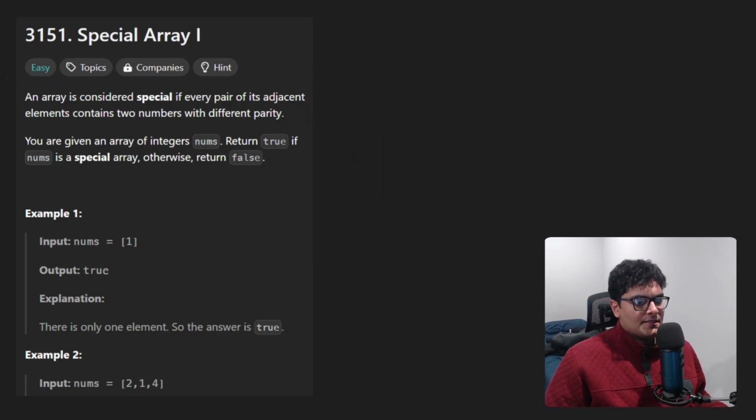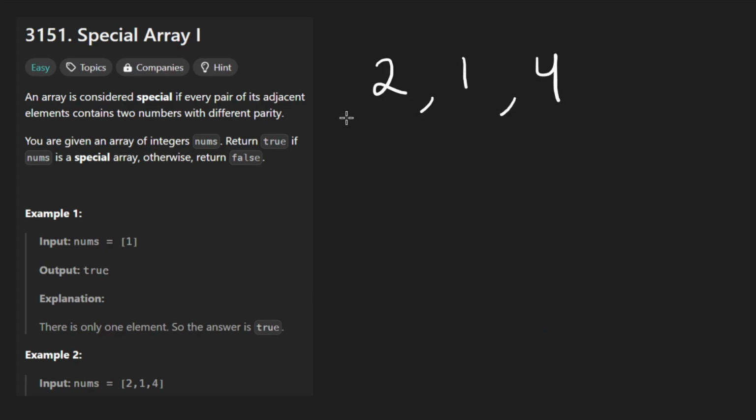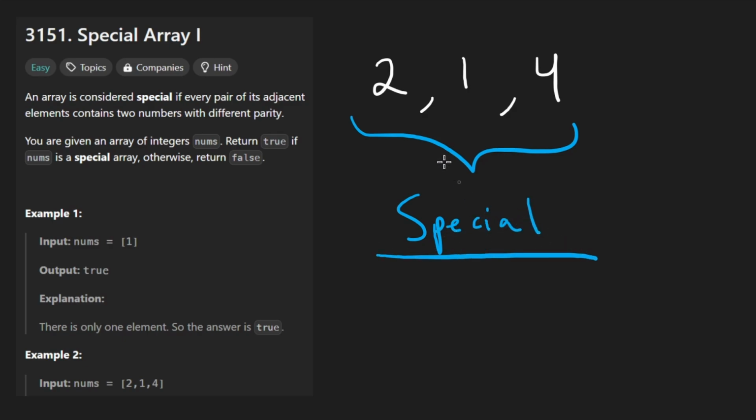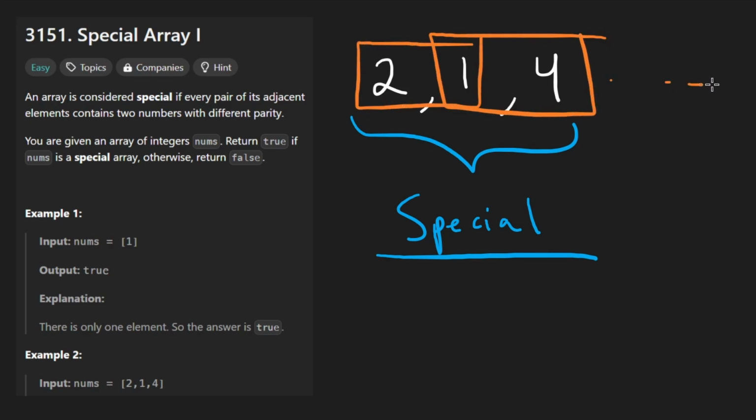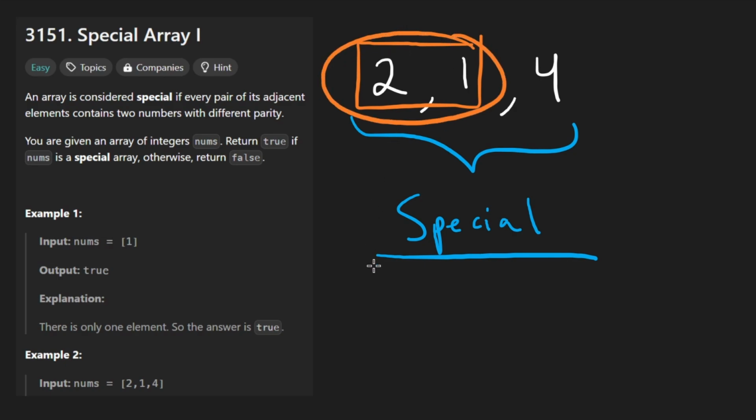So the idea is that we are given an array of elements. Let me use the second example. We want to determine if the input array is considered special or not. We know that the array is special if every adjacent pair of elements, so basically this pair of elements is adjacent, this pair of elements is adjacent. If we had more elements, we would just keep doing that, a length two window. And what we want to know is that every adjacent pair of elements has a different parity.